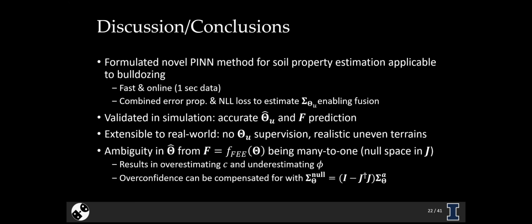So just to wrap up this section a little bit, we formulated a physics-infused neural network approach, a novel approach for doing soil property estimation. It's fast and is applicable to bulldozing in particular because the bulldozer is moving around in the environment, not staying in one static location. Additionally, we've come up with this new error propagation approach for estimating the uncertainty of these parameters using this negative log likelihood loss. And we validated this system in simulation, which to my knowledge has not been attempted before. And we've shown that the predictions are reasonably accurate and produce accurate force predictions as well.